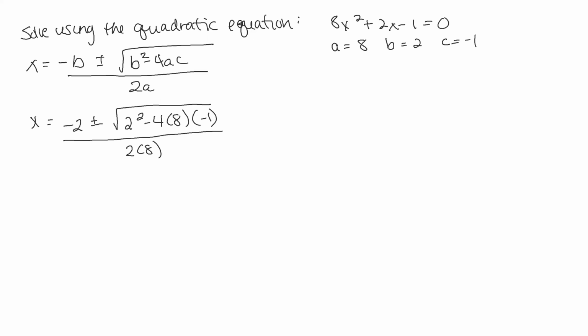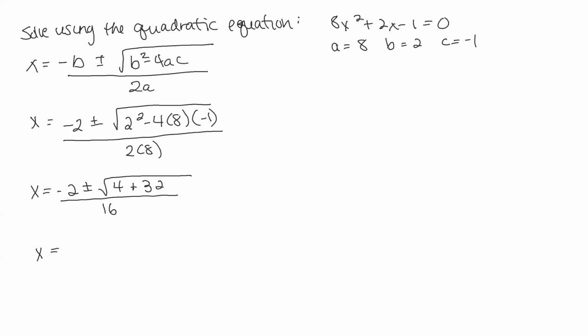Then start working on the square root, or what we call the radical. Okay, the radical is the square root. The stuff under the radical, we call it the radicand. Start simplifying that. So I get negative 2 plus or minus under the radical, 2 squared is 4. And then negative 4 times 8 is negative 32. Negative 32 times negative 1 is positive 32. And all of that is over 2 times 8, which is 16.